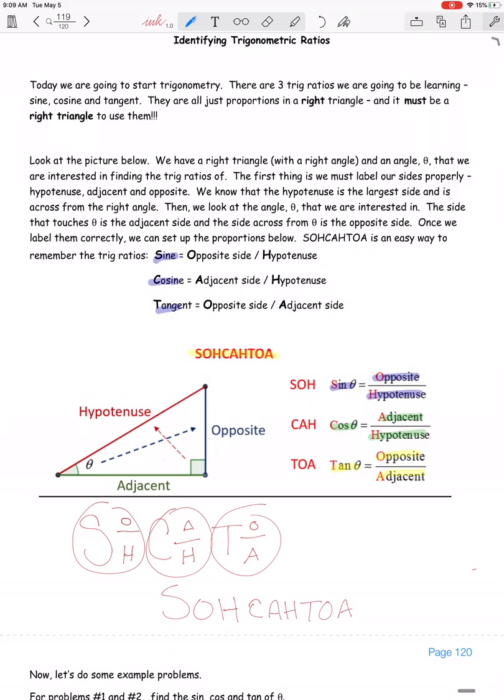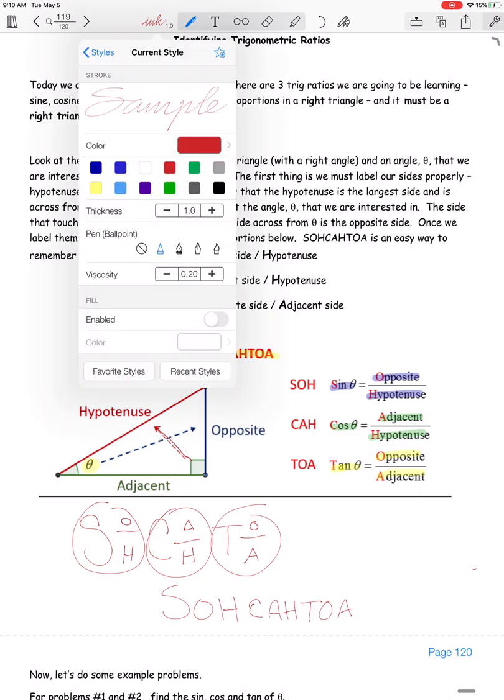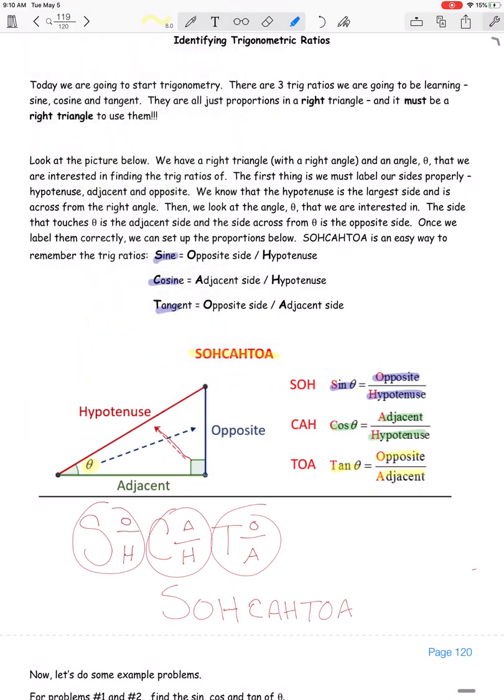Okay. So you might say, well, how do I know what's adjacent? How do I know what's opposite? How do I know what the hypotenuse is? Well, let's talk about it. So we look at the angle that's, we'll say, in question. Now, we know automatically that in a right triangle, the side across from the right angle is always going to be your hypotenuse. Always. So you might want to start there.